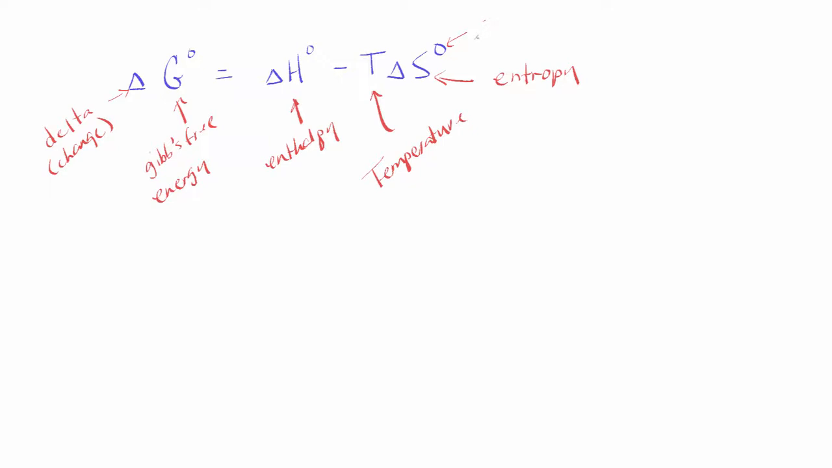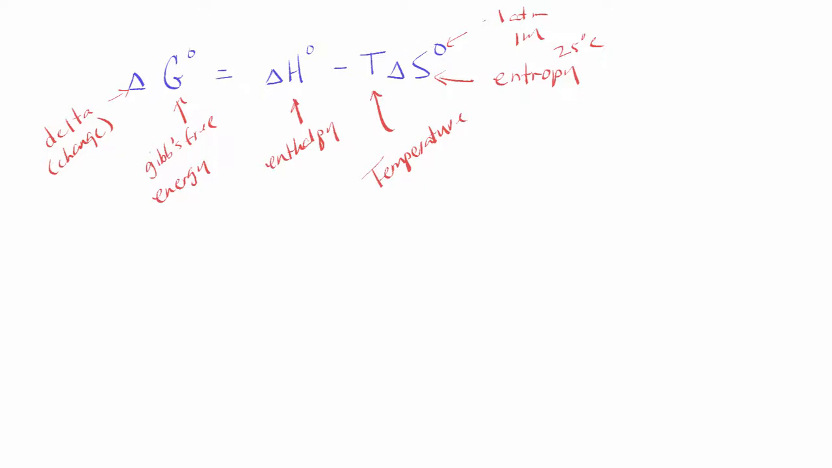And so when we talk about standard conditions, we're really talking about 1 atmosphere, 1 molar, or 25 degrees Celsius, or 298 Kelvin. Okay, so basic life conditions here. All right, so again, this delta G is equal to the enthalpy of a reaction minus the temperature times the entropy of that particular reaction.